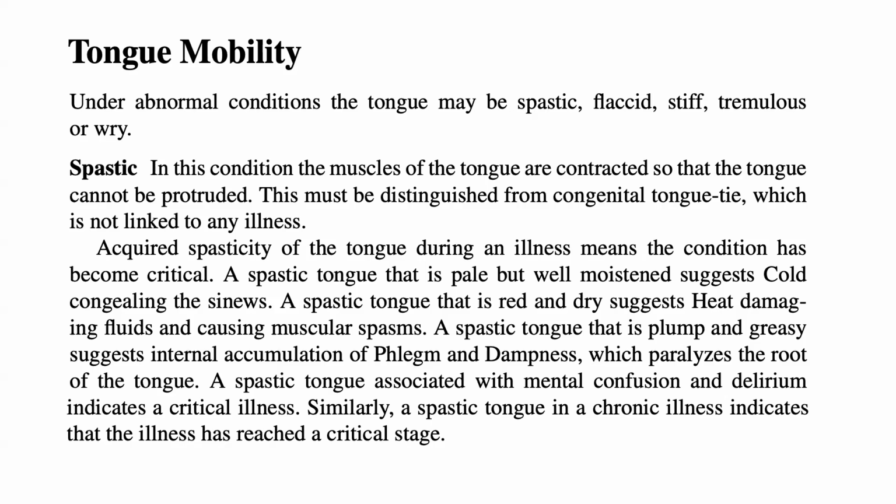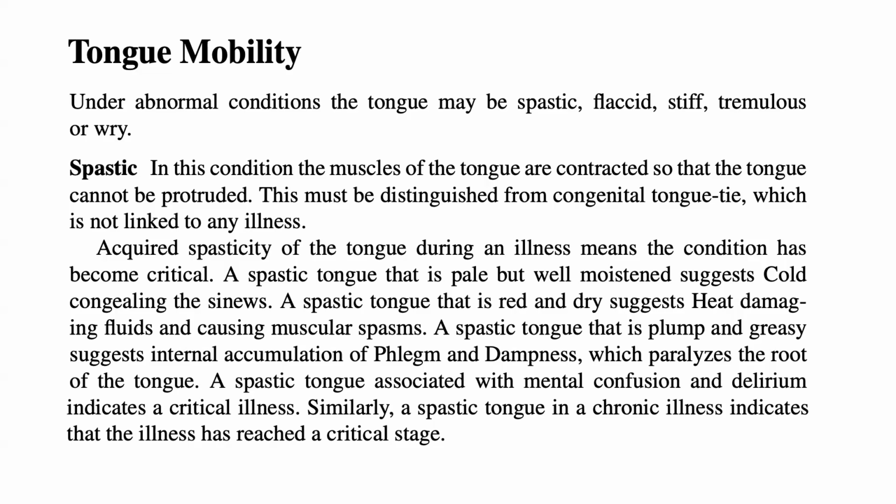This must be distinguished from congenital tongue tie, which is not linked to any illness. Acquired spasticity of the tongue during an illness means the condition has become critical. A spastic tongue that is pale but well moistened suggests cold congealing the sinews. A spastic tongue that is red and dry suggests heat damaging fluids and causing muscular spasms.